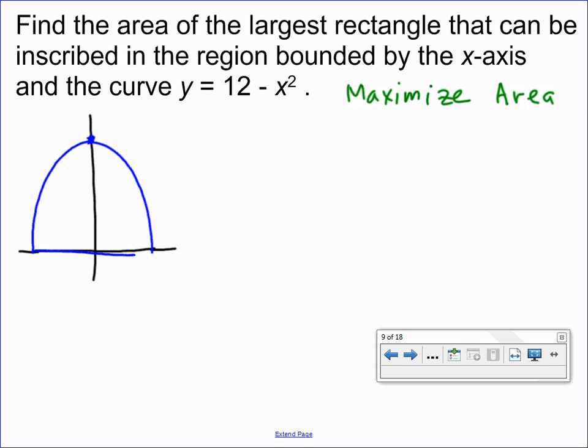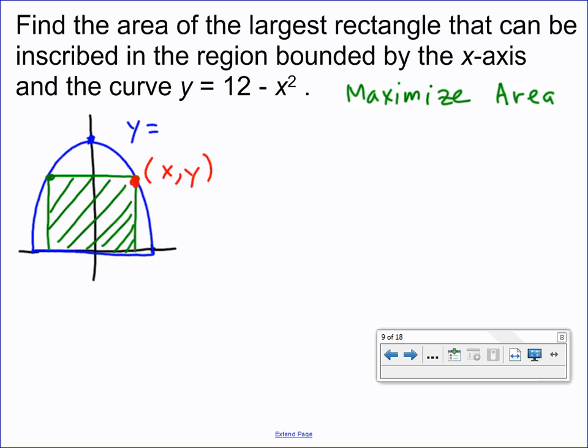We're bounded by the x-axis and that parabola. I'll go ahead and do that then. And our rectangle is inscribed. Inscribed just means inside. So we'll go ahead and draw a rectangle inside, inscribed. And we're trying to maximize the area of that inscribed rectangle. What are some things that can be used to help us? Well, we can say that the corner of that rectangle lies on my function. So this generalized point (x, y) must adhere to the blue parabola's equation, y equals 12 minus x squared.